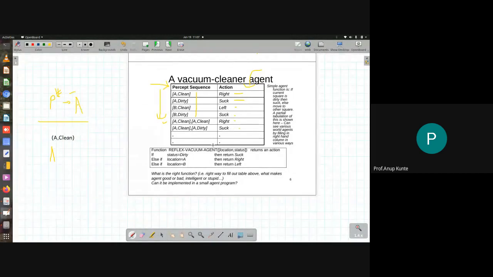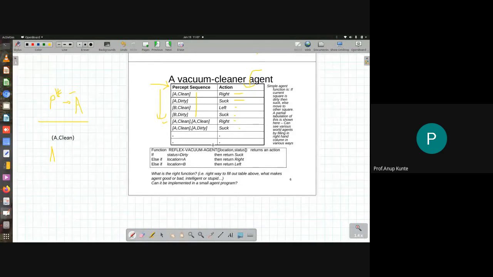Now, if you want to do something like this, when will you have to do it? Before you start operating, before you put this particular table inside. So how will you realize this table? Like an if-else kind of rule. If this happens, do this. If this does not happen, do that. So that is how you will realize it as a program.